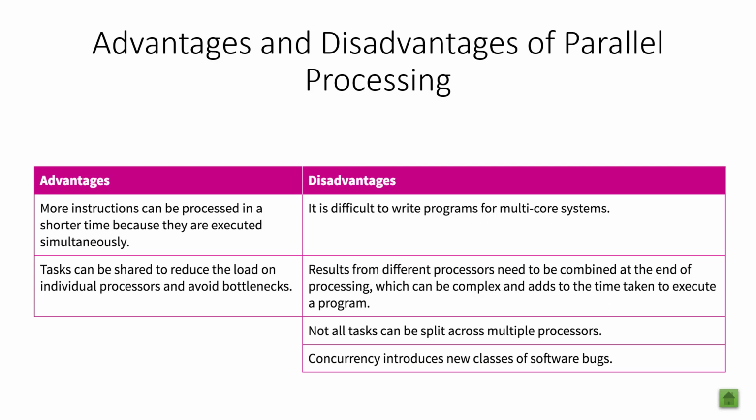Concurrency, or things running at the same time, can introduce a new class of software bugs that are really difficult to actually test for. But some of the advantages are that more instructions can be processed in a shorter time because they're executed simultaneously, and you can make use of lots more processors if needed.